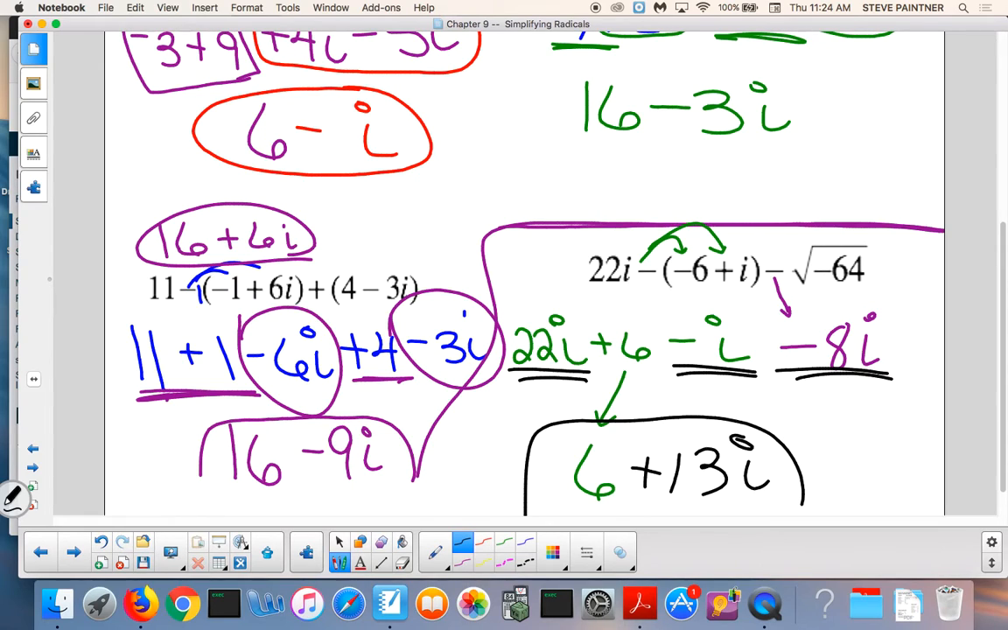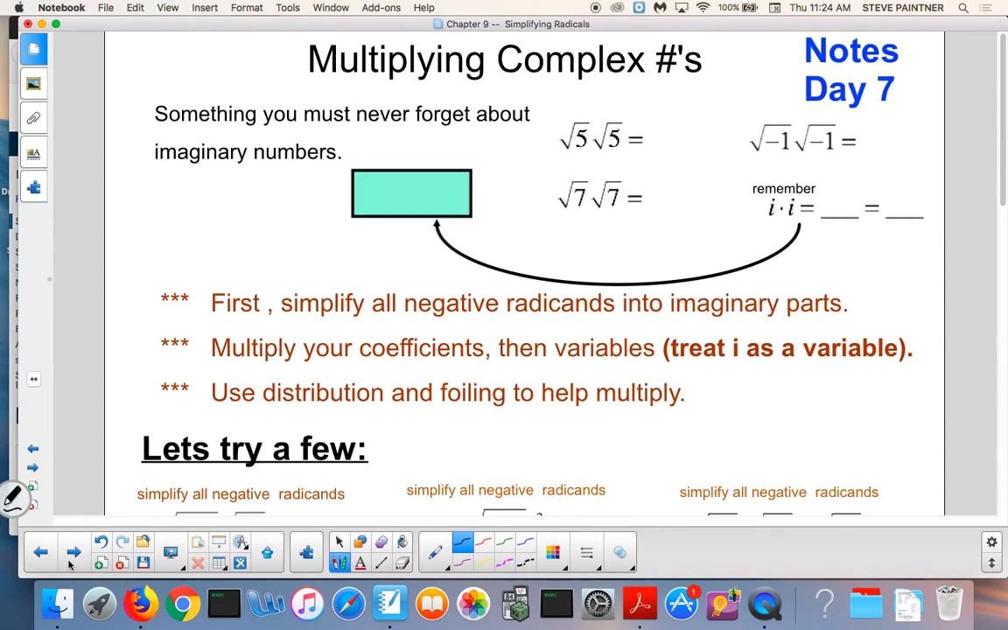Hey, why don't I just add those two? 6 plus 13. Well, they're not the same number. There's a real number and an imaginary number. You can't touch them. That's part of the answer. It's real plus imaginary. Okay. Add, subtract is not bad. Multiply, there's a trick. Okay?